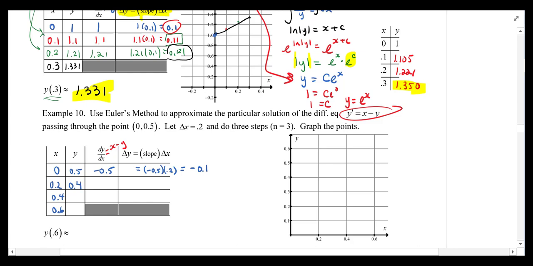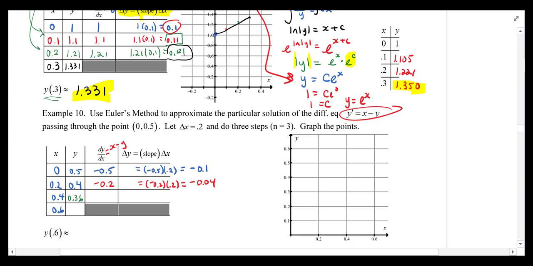And now if I take a look at what dy dx is now, it's the x value, 0.2 minus y, so that's actually negative 0.2. And so negative 0.2 times, once again, delta x, which doesn't change, is 0.2, negative 0.04. And then once again, my y value now decreases 0.04. So what's that? 0.40 minus 0.04 is 0.36.